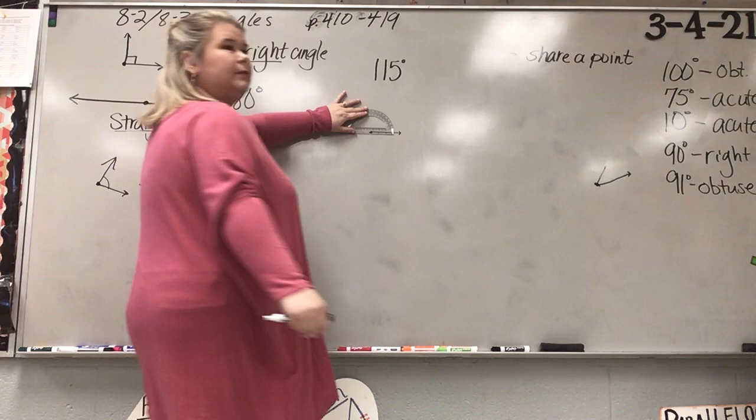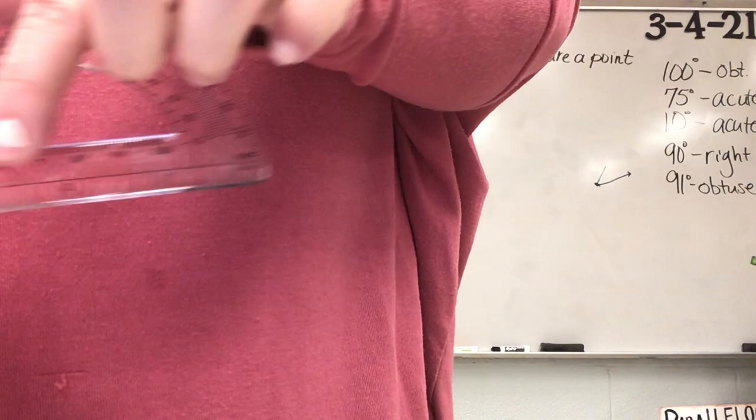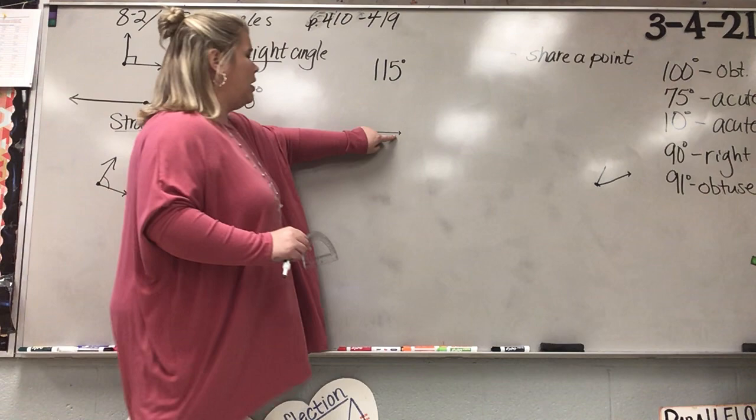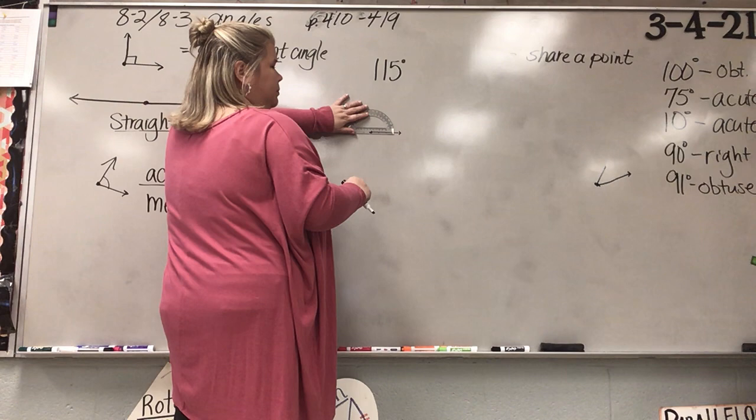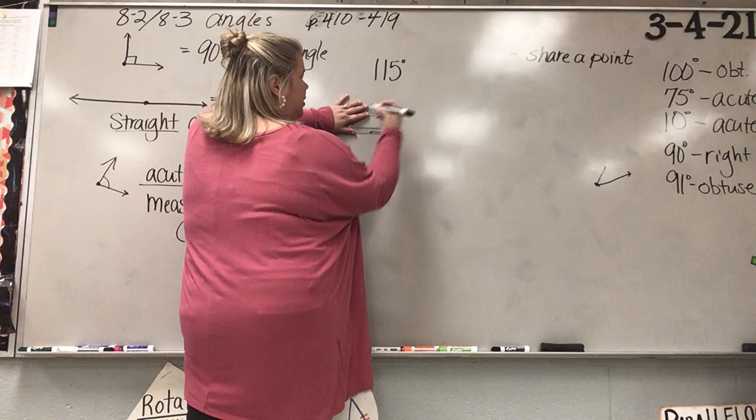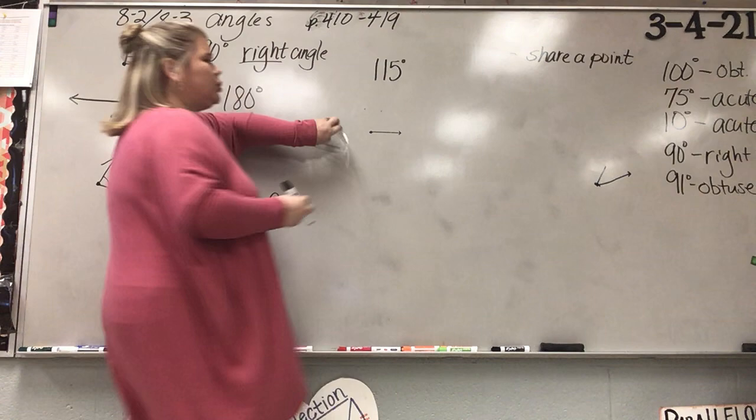Now, look at your protractor real quick. Do you see what runs through the hole? A line. Guess what? I'm going to line that line onto my ray. I'm going to put the vertex in the hole, and I'm going to line up the ray. Now, I need 115. Well, here's 115, and here's 115. So I make these two dots. I don't know if you can see them, but I make these two dots.